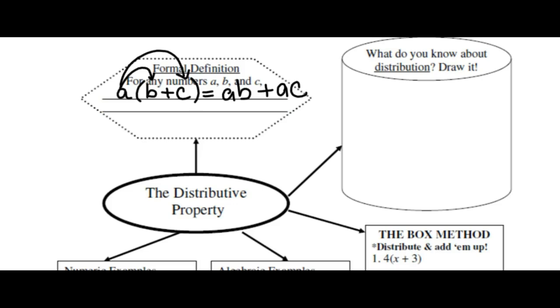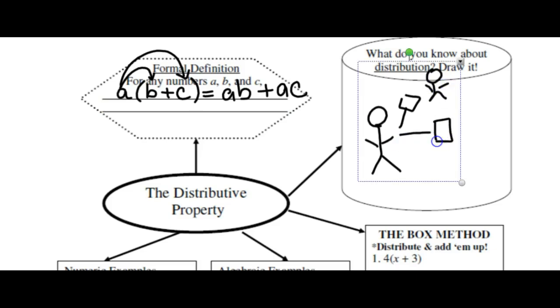How could we show that in a drawing? Well, I could show my stick person coming around and handing out a homework to this stick person, and then making sure they hand out a homework to this other stick person, and a homework to this one. So you can distribute to more than one.